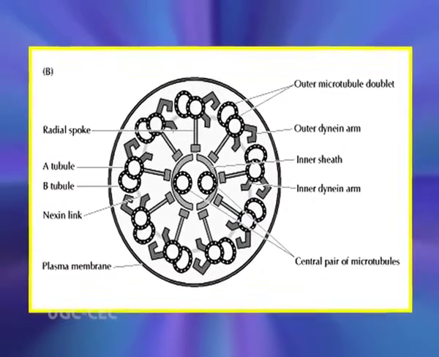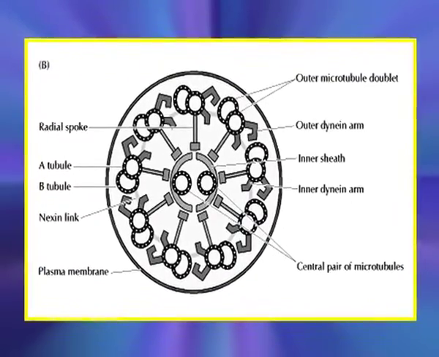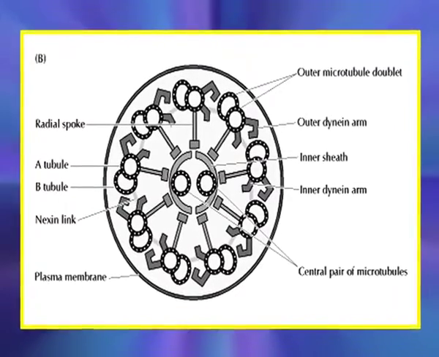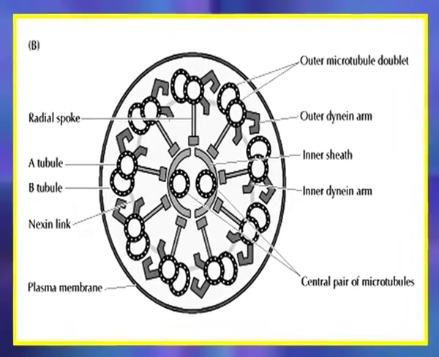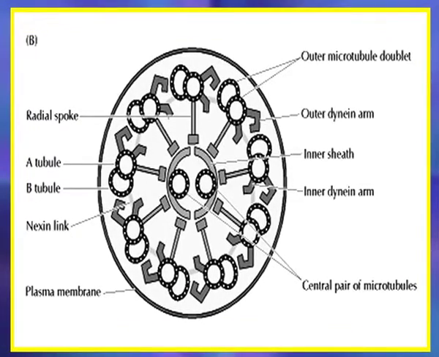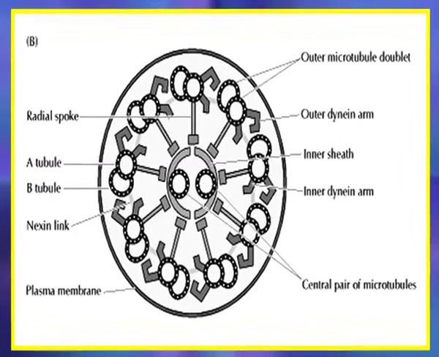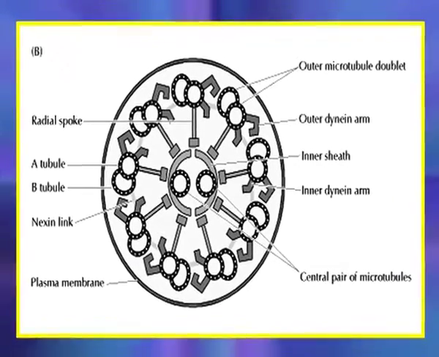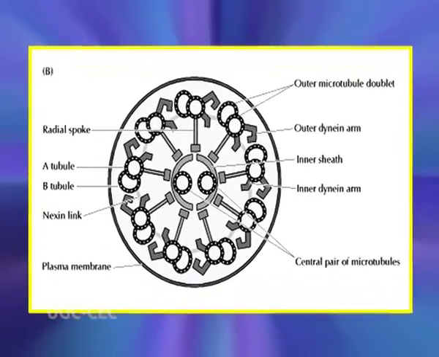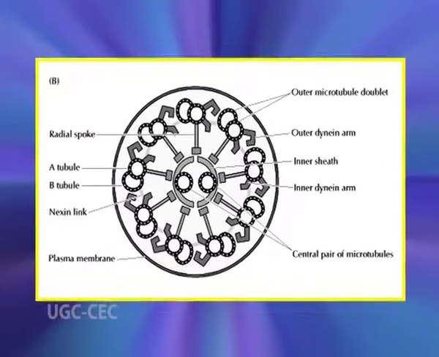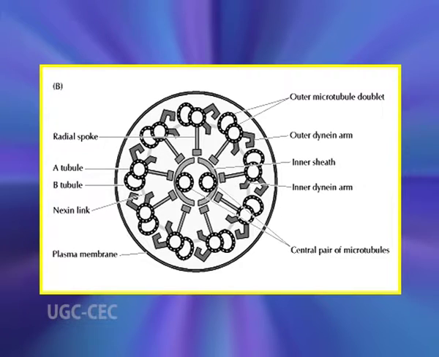associated proteins. The microtubules are arranged in a characteristic 9+2 pattern, in which a central pair of microtubules is surrounded by 9 outer microtubule doublets. The two fused microtubules of each outer doublet are distinct. One, called the A tubule, is a complete microtubule consisting of 13 protofilaments. The other, called the B tubule, is incomplete, containing only 10 or 11 protofilaments fused to the A tubule.